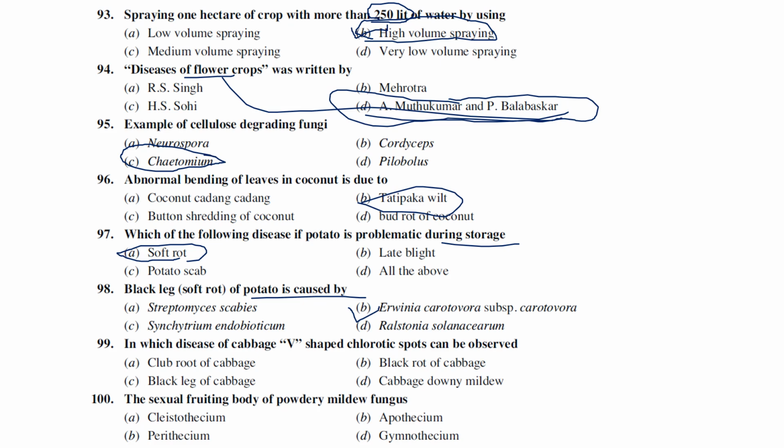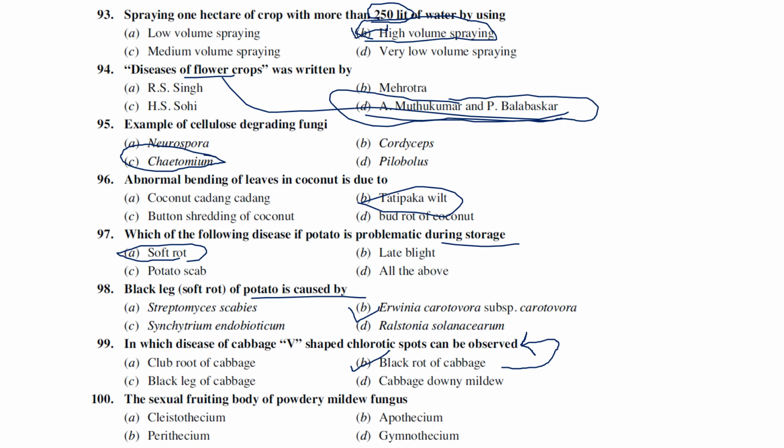Okay. Which disease of cabbage produces V-shaped chlorotic rings? It's a very important disease, black rot of cabbage, which is caused by Xanthomonas campestris pv. campestris. I repeat, black rot of cabbage, Xanthomonas campestris pv. campestris, which enters into the plant mainly through hydathodes. It is also an example of both internal and external seed-borne bacteria. It will produce typical symptoms, V-shaped chlorotic spots.